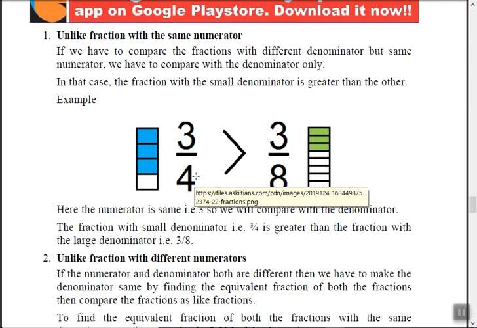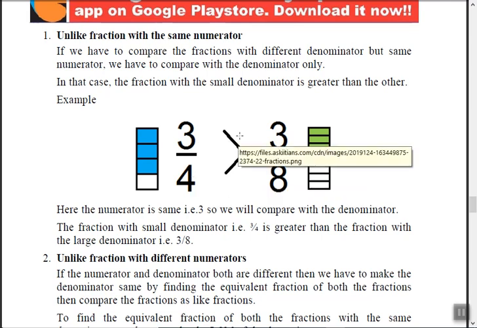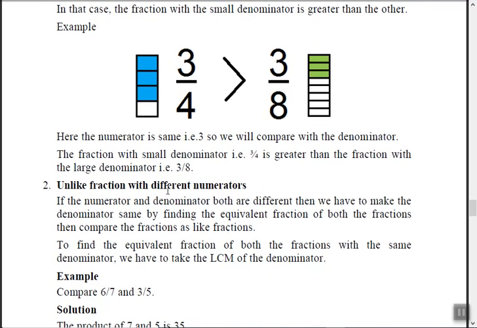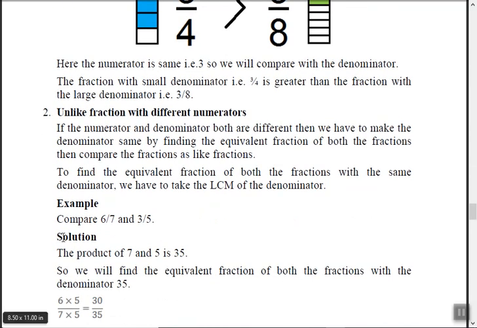Whichever denominator is smaller, that fraction is bigger in unlike fractions. Okay. So second is unlike fractions with different numerators. Means the numerators are not the same. 6 by 7, 3 by 5. Okay. Cross multiply.